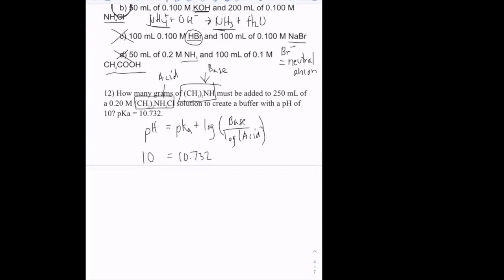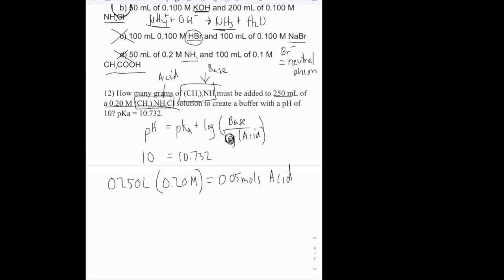So we basically need to convert to moles of acid and moles of base. We have a certain volume of this with this molarity, so I'm going to find out how many moles that is. To do that, we're going to do 0.250 liters times 0.20 molar, which ends up equaling 0.05 moles of the acid. So we now have the acid over here. Didn't mean to put log there. So log of base over acid. We have acid. We just need to solve for base at this point.